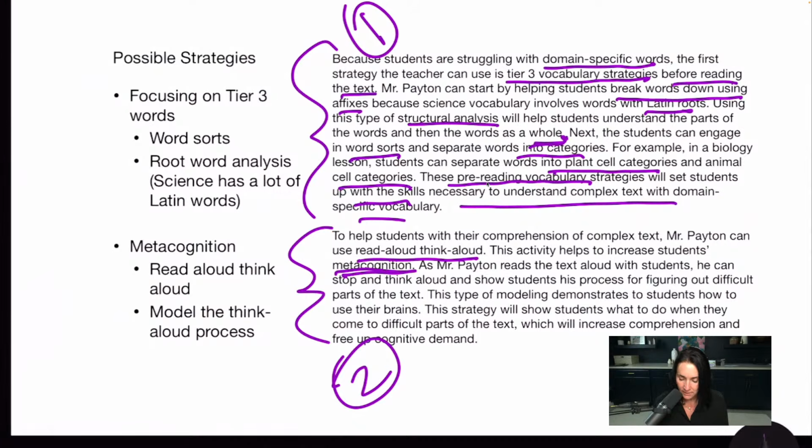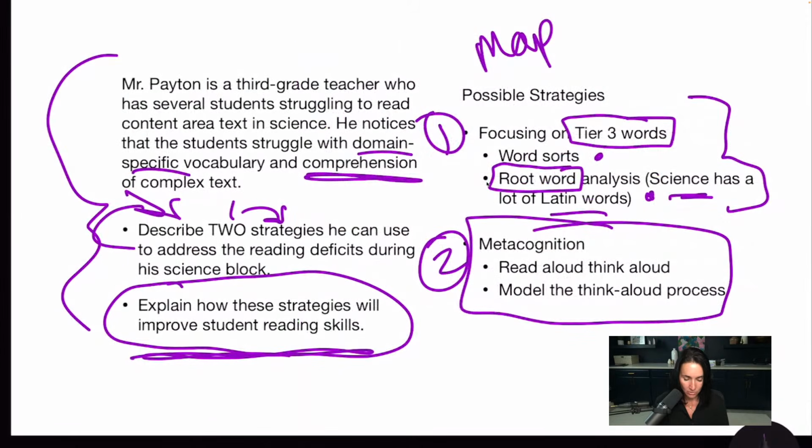As Mr. Payton reads the text aloud, students can stop and think aloud and show students how to process this. This type of modeling demonstrates to students how to use their brains. Again, I'm explaining why I'm using this activity and why it's important. I'm satisfying that second bullet. And then why is it good? This strategy will show students what to do when they come to difficult parts of the text and will increase comprehension and free up cognitive demand. Did I meet my 2 things here? Yes, I did. This would be full points, most likely. I mean, I'm giving myself full points, but 2 quick paragraphs. And again, you don't have to go into as much detail as I did.